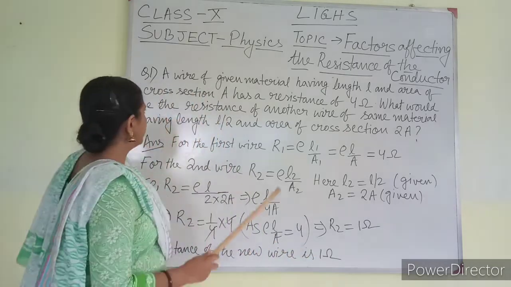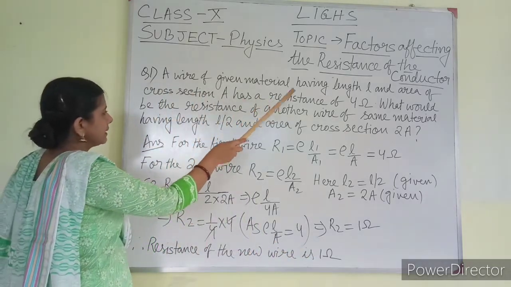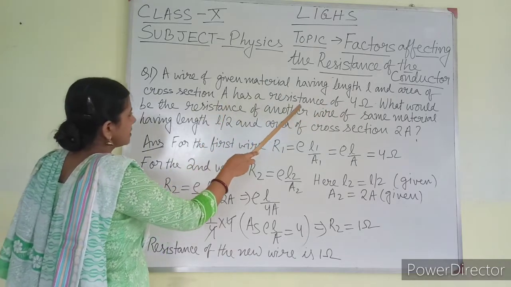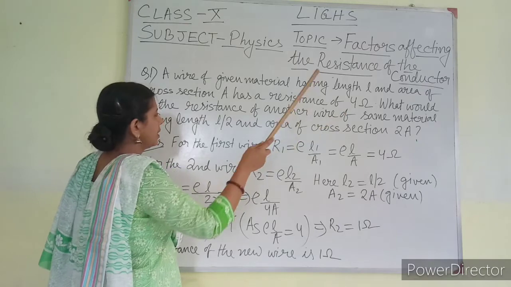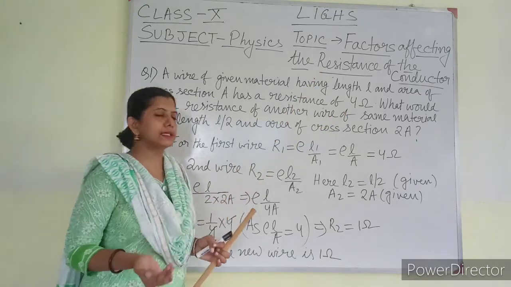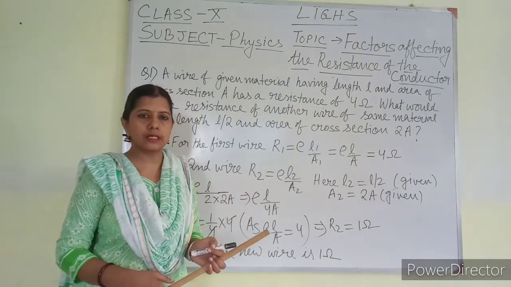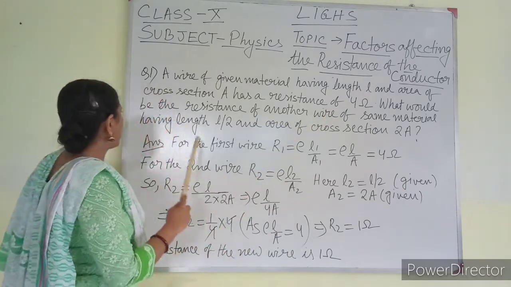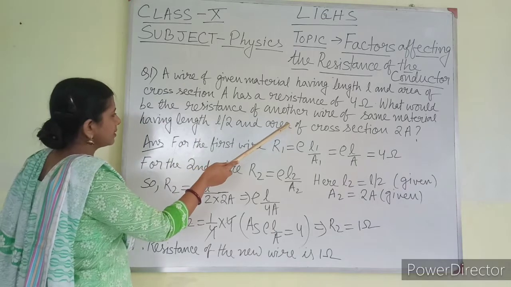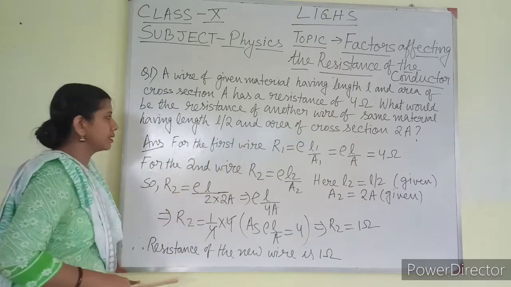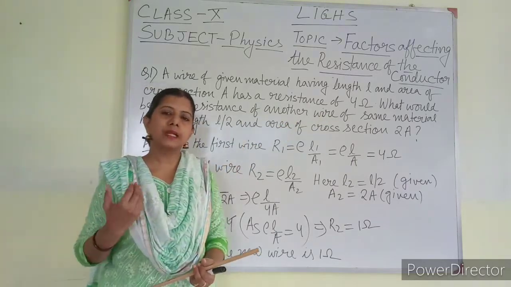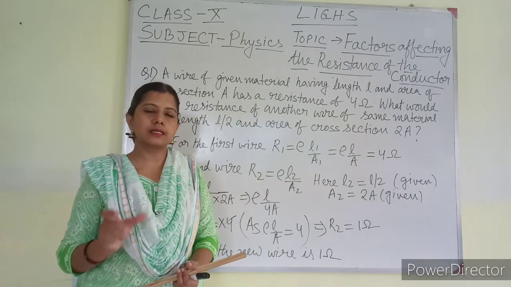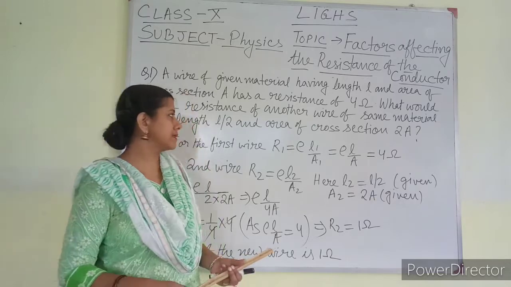What is the question? A wire of given material having length L and area of cross section A has a resistance of 4 ohm. What would be the resistance of another wire of the same material? The material is the same, that means the resistivity is the same. Same material means the resistivity is constant.